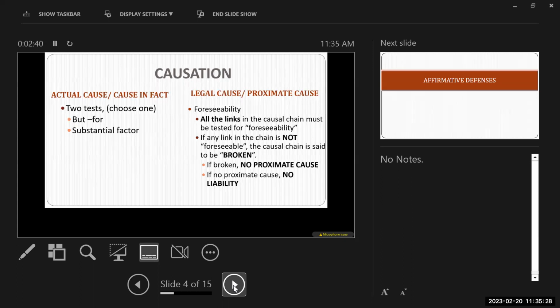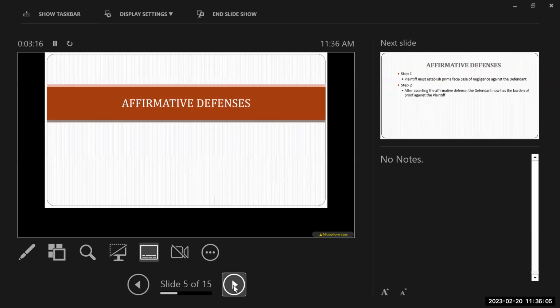So again, this is just a really quick review. There is a duty of care that is expected. There is failure to meet the expectations for that duty of care. There's an injury that is caused by the failure to meet those expectations. So we have duty, we have breach of duty, we have causation, and we have damages. Those are the four elements.